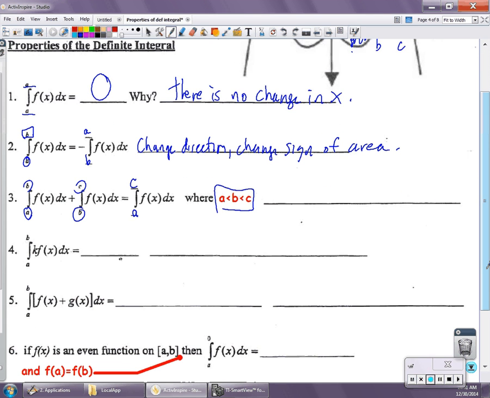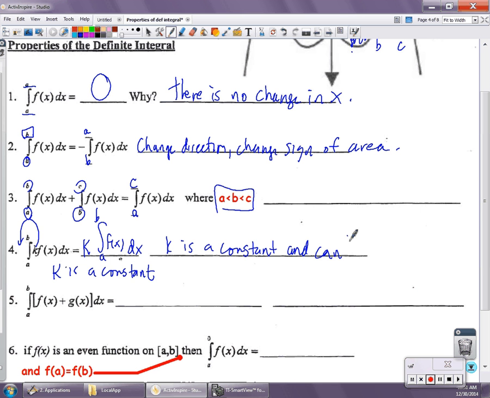Number 4, k is a constant. So if I have a constant multiplied by the function, I can pull it out front and make this k times the integral from a to b of f of x dx. k is a constant and can be pulled off the function.